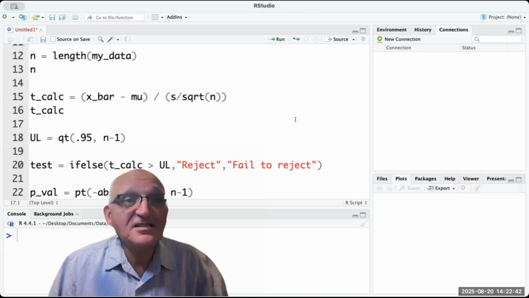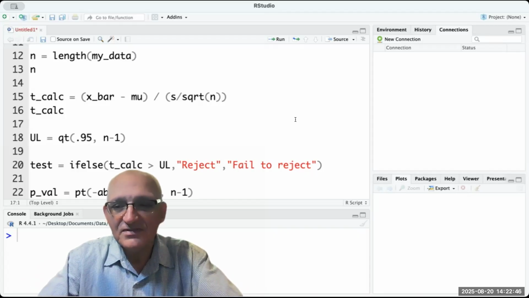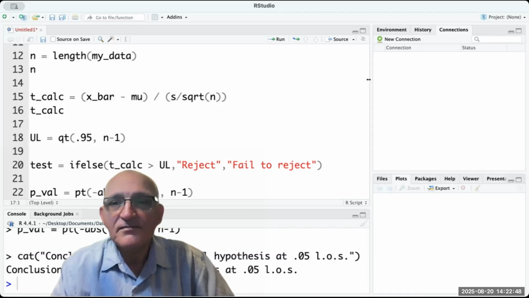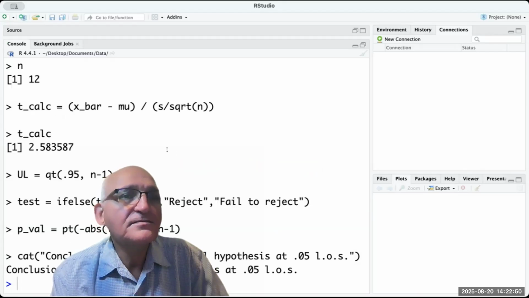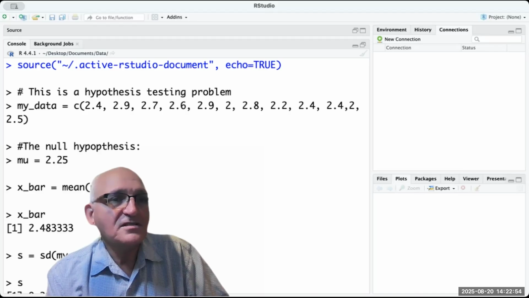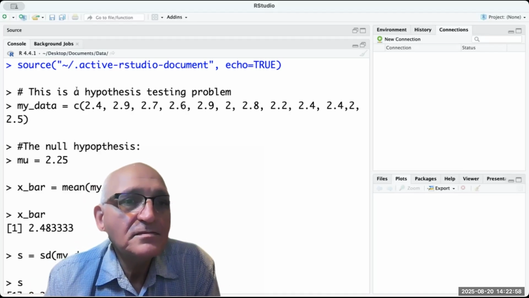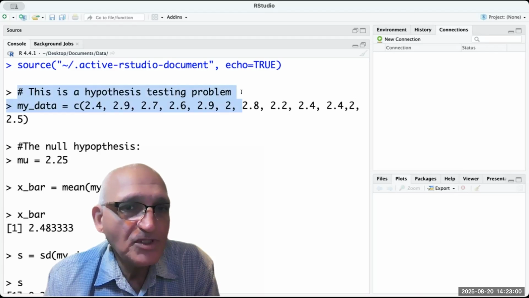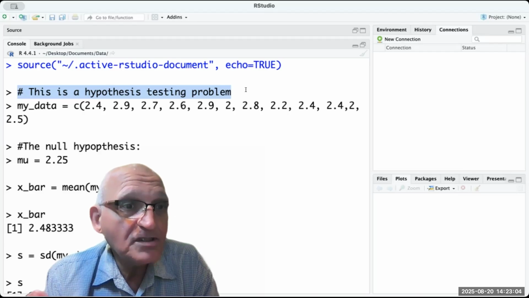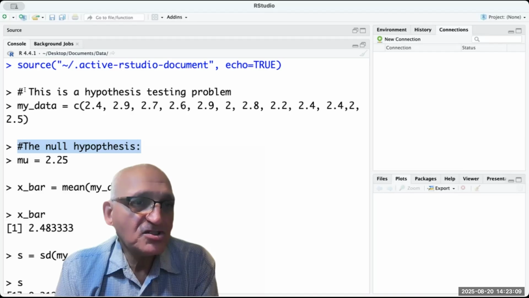I already created my own t-test, right? Very simple, six or seven lines. And here's what you get. This is the part that will not be executed in the test, or the null hypothesis. So these are just comments.